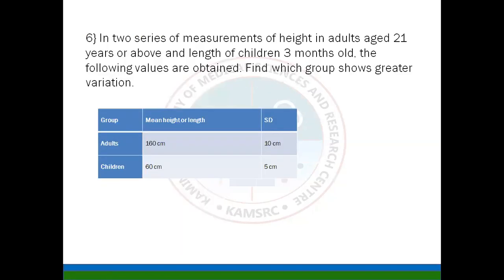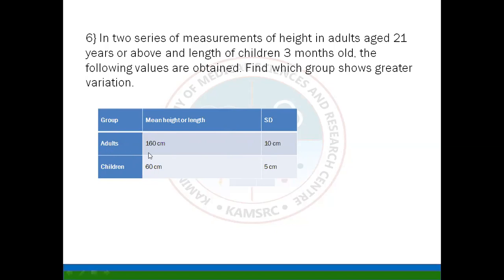Sixth question. In two series of measurements of height in adults aged 21 years or above and length of children 3 months old, the following values are obtained. Find which group shows greater variation. Here they have already given the mean height and also the SD for the two groups. We are comparing these two groups, and we have to calculate which group shows greater variation.